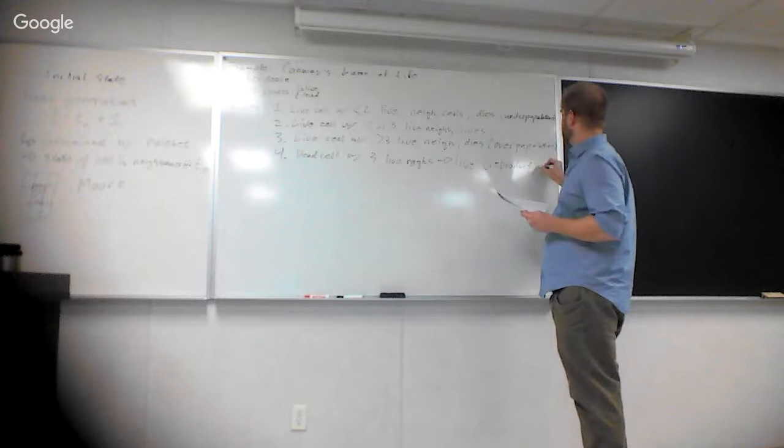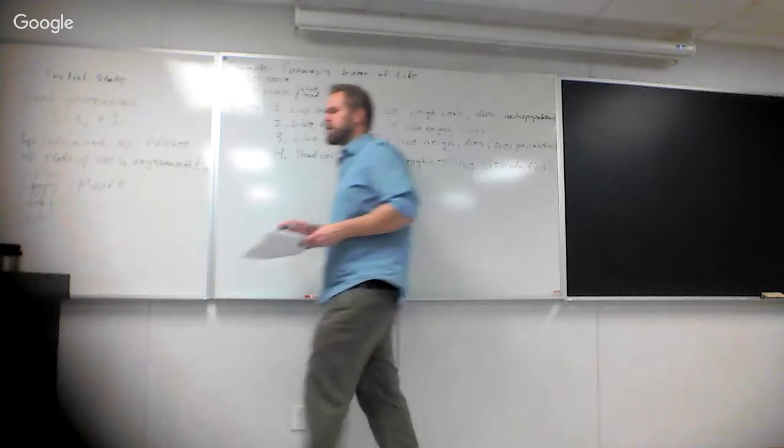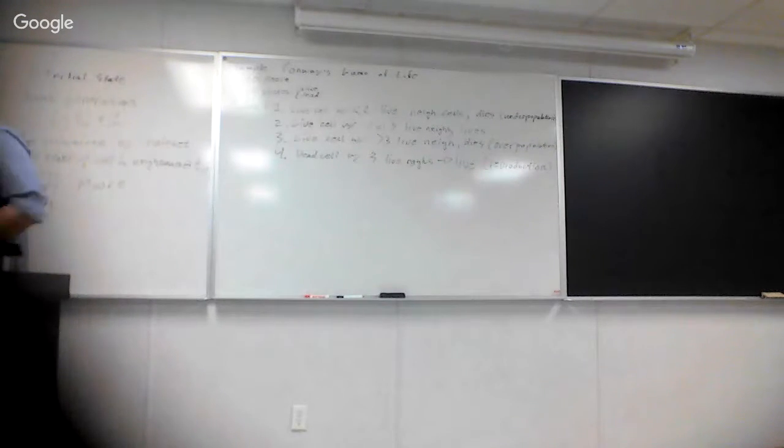Is that 3 or more? I think it's exactly 3. Okay, that would balance it. Yeah, no, it's exactly 3. Okay. So in Conway's game of life, you need exactly 3 cells to reproduce.